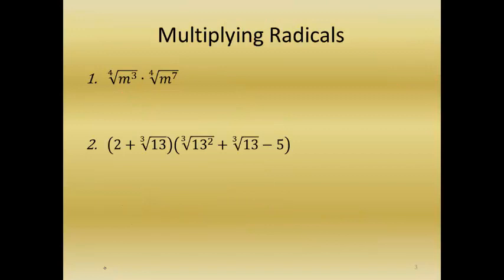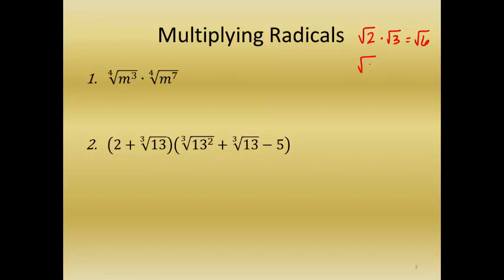For multiplication, you actually get to multiply what's underneath the radical so long as it's the same type of radical. Since these are both fourth roots, I can multiply m cubed times m to the 7th. This is similar to the square root of 2 times the square root of 3, where I would get the square root of 6.